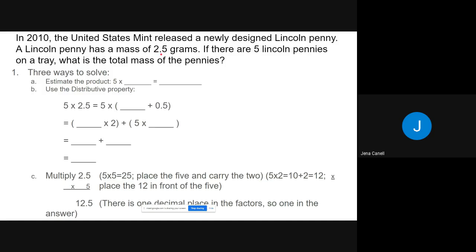Well, 2 5/10, since 5 is greater than 4, we're going to round up and 2 would become 3. So we had 5 times 3. And then what does that equal?